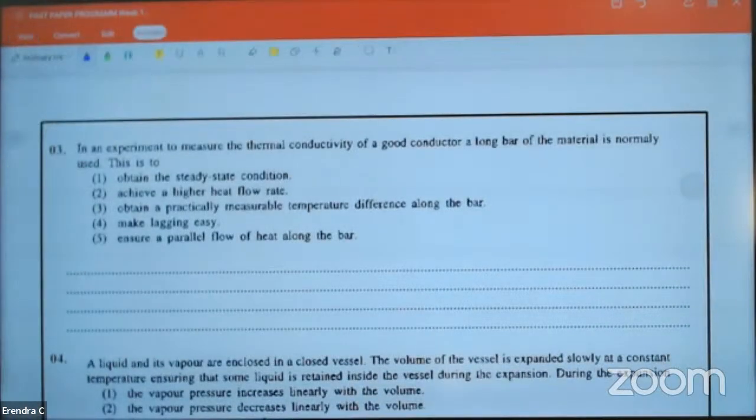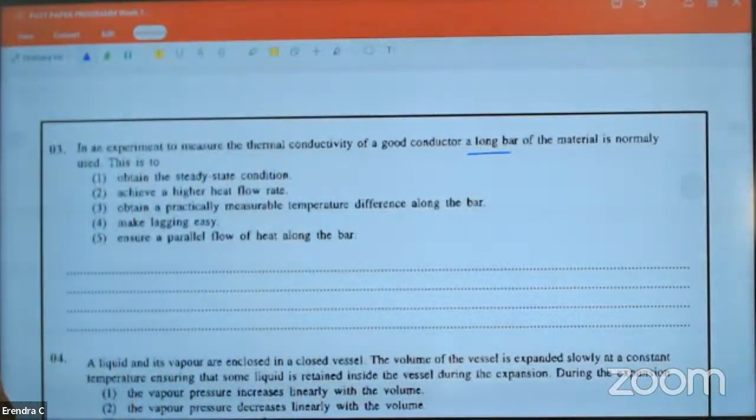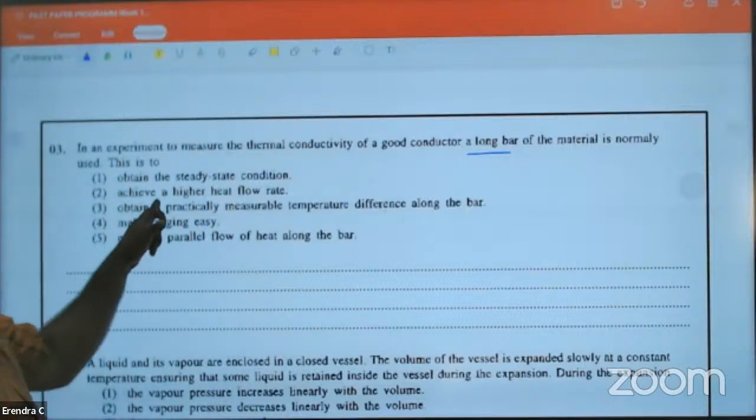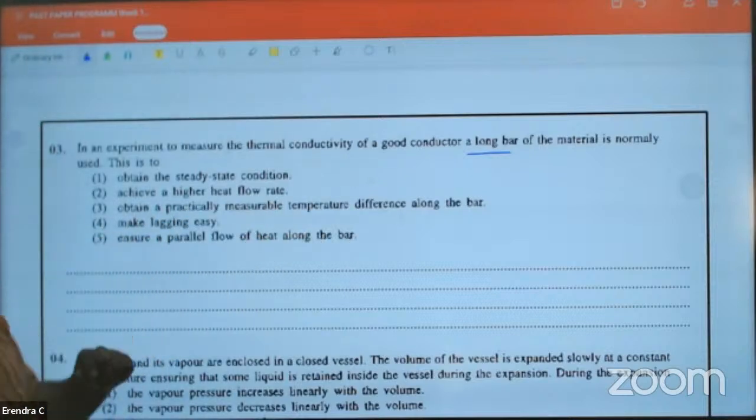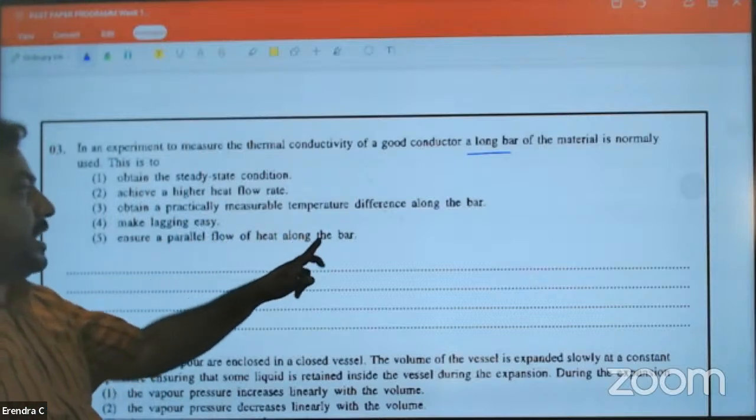Okay. Moving on. Carefully look. In an experiment to measure the thermal conductivity, a long bar of material is normally used. This is to obtain, now interesting, a long bar of the material is normally used. This is to obtain steady state condition, achieve higher heat flow, obtain practically measurable temperature difference along the bar, make lagging easier, ensure parallel flow of heat along the bar.